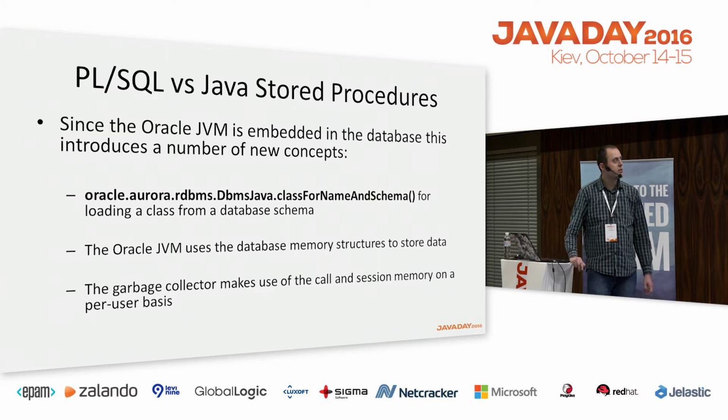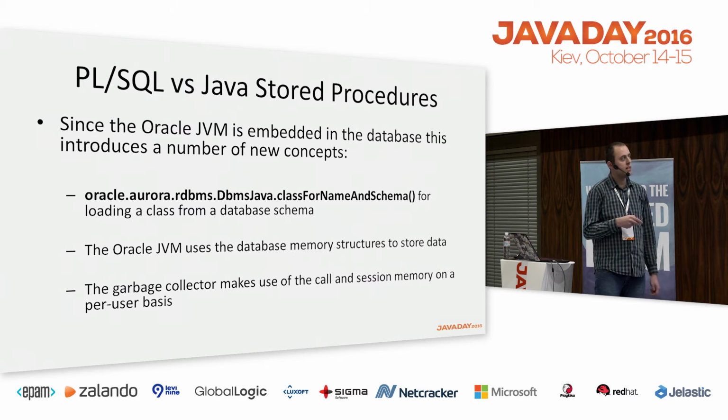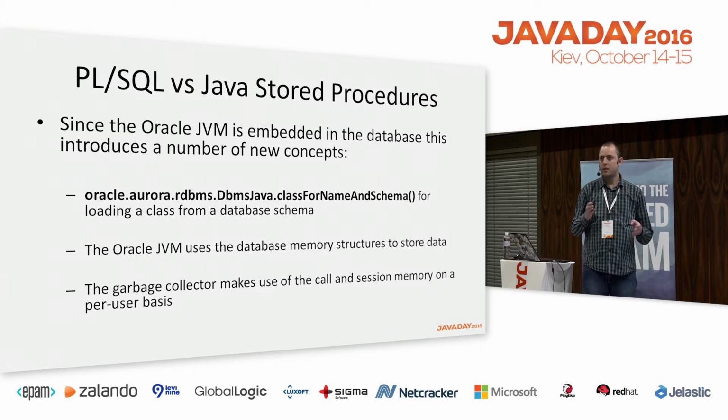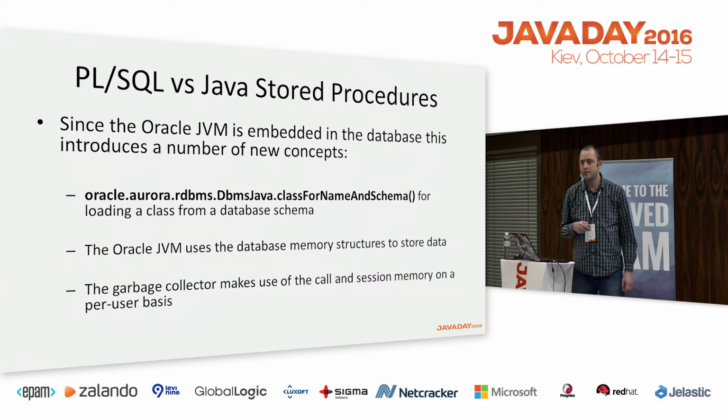Also, there are some extensions in order to be able to resolve classes. Now we have, for example, a method called class for name and schema, which allows you to load the class not only by its fully qualified class name, but also based on the database schema where that class resides. This means that you might have the same class in two different user schemas, and that class might be completely different. So there is one more layer of namespace inside the Oracle JVM.